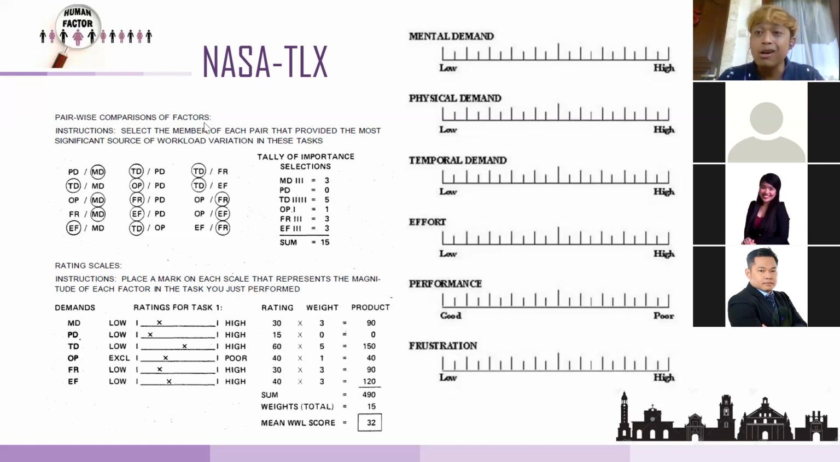Okay. Now, how to measure mental workload? This is actually the one famous method. I think most of the ergo people will use NASA TLX. NASA TLX consists of 6 different dimensions: mental demand, physical demand, temporal demand, effort, performance, and frustration. The scale is from 0 to 100. And later on, you give the weighting.